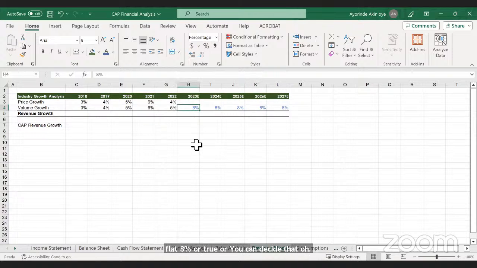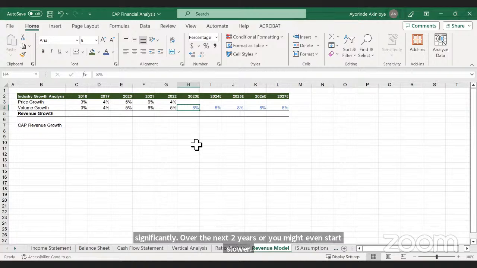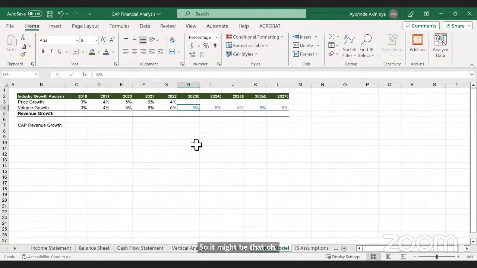So you can use a flat 8% all through, or you can decide that, based on your research, you expect that the growth rate will be faster in the first 2 years. Maybe there are a lot of housing projects to be done next year and things like that, and then subsequently it will subside. Or consumer income is expected to improve significantly over the next 2 years. Or you might even start slower. It might be that over the next 2 years the growth rate will still be slow, but then it will pick up in subsequent years when all the economic reforms and economic policy of the Bola Tinubu presidency begin to permeate through the economy.